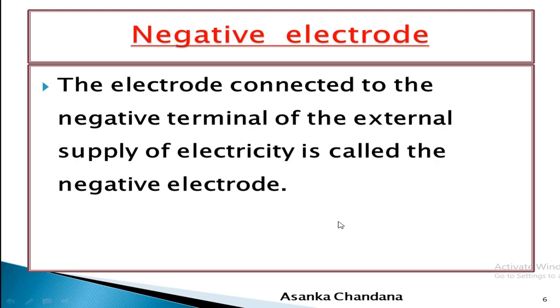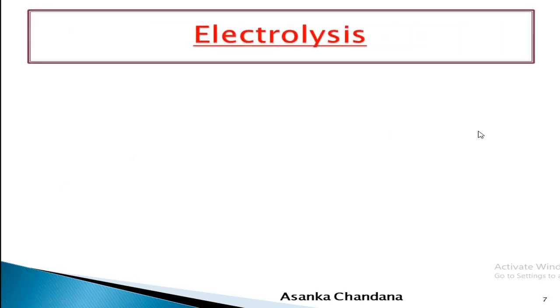The positive electrode means the electrode connected to the positive terminal of the external supply is the positive electrode. The negative electrode means the electrode connected to the negative terminal of the external supply of electricity is called the negative electrode, right? Then we will go to learn about what is the electrolysis.